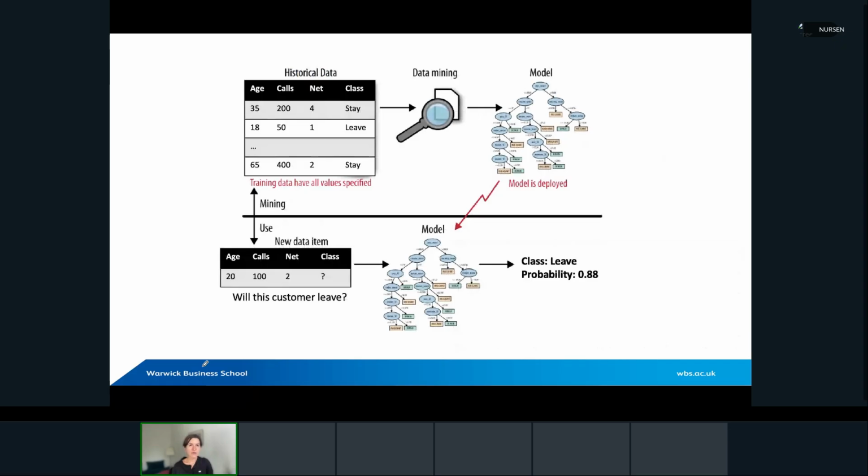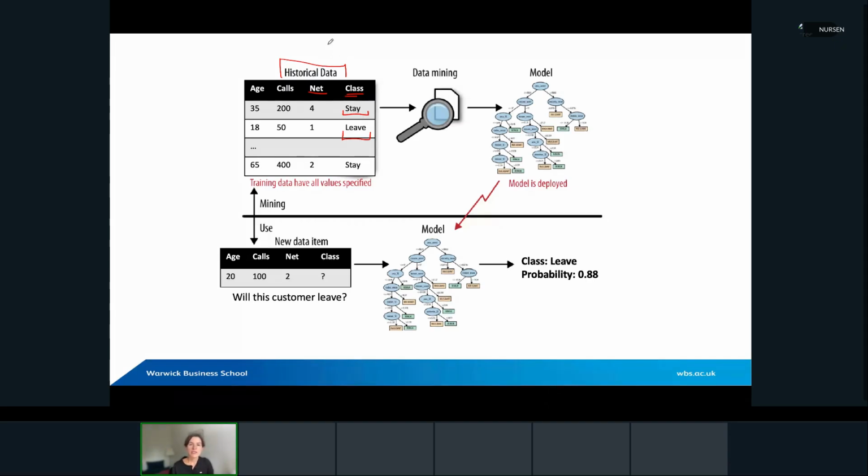This is a very small example. Here we have our historical data. This is our data set. The manager gave us this data set. We know customer age, calls in terms of minutes, internet usage, and this class variable shows whether this customer churned or is still with the company. Stay means this is a current customer. Leave means this customer left and didn't renew the contract.